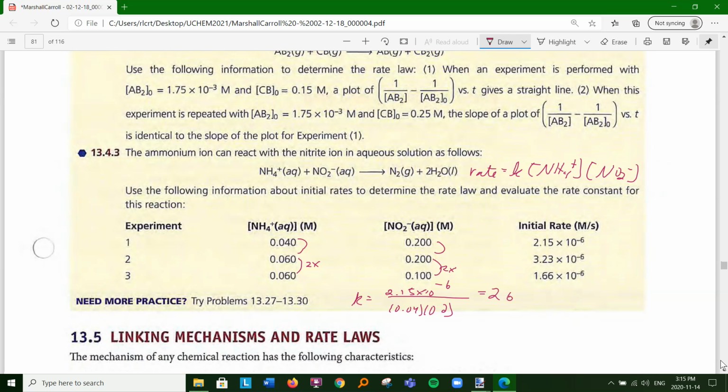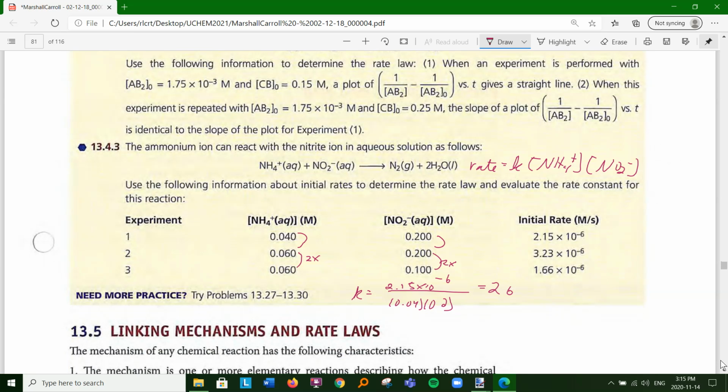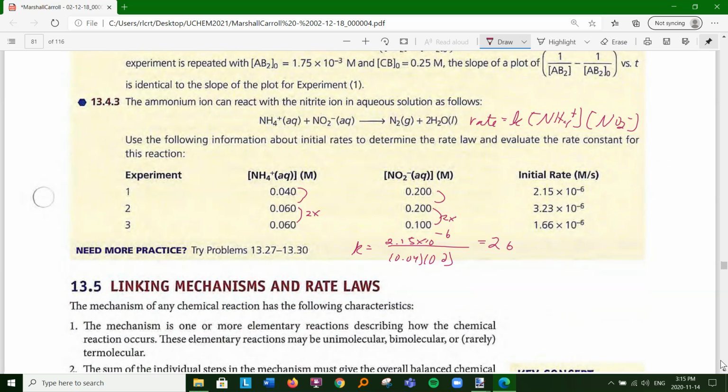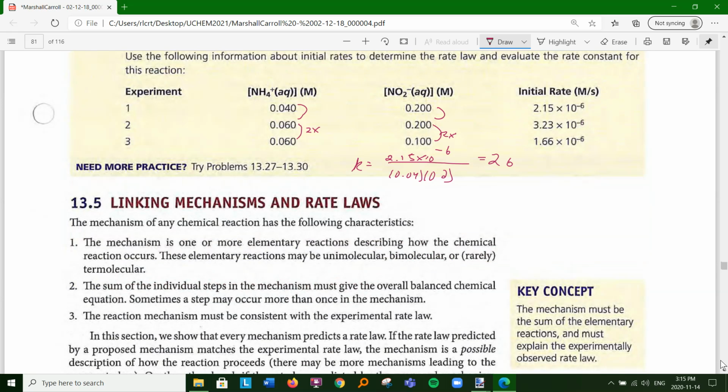Okay, we did that section exercise there. 13.4.3 could be just one step because it's first order with respect to NH4 plus and NO2 minus. So 13.5, linking mechanisms and rate laws, that will be our third lecture in Unit 13. Have fun practicing all this.